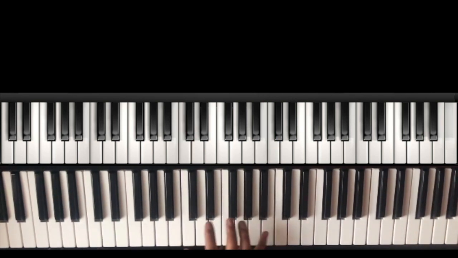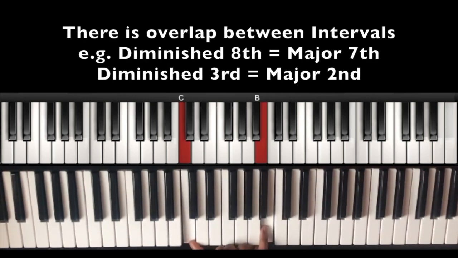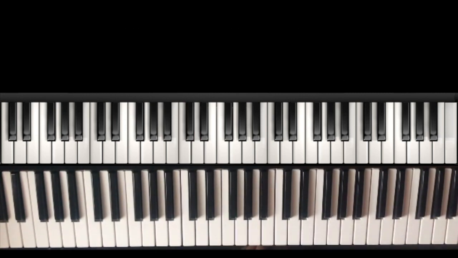Okay, theoretically, that's correct, and I'm sure what you're starting to observe now is that there's overlap between the different intervals. Your diminished eighth would be your major seventh. Your diminished third will be your major second. That's going to be important later on when you're adding color to your music and you're playing around with chord voicings and such, and you realize the relationship between these notes and these different kinds of chords help you to build up your melody and build up your harmony in such a way that it works in the music and it adds color to the songs.